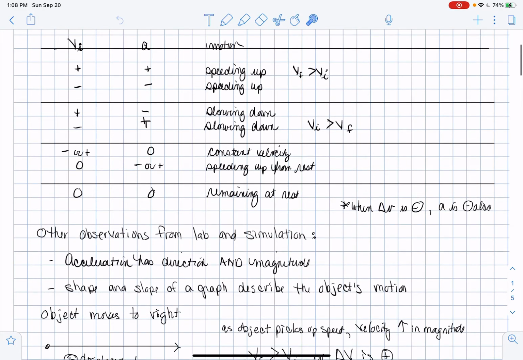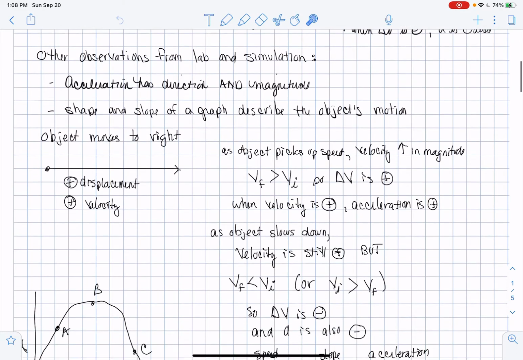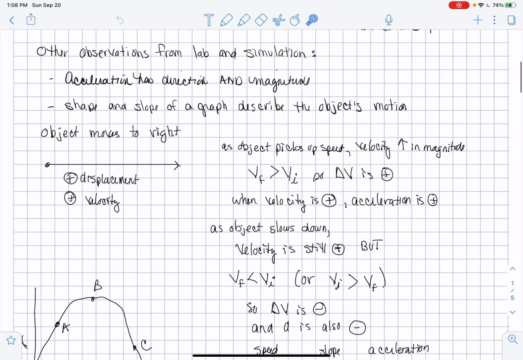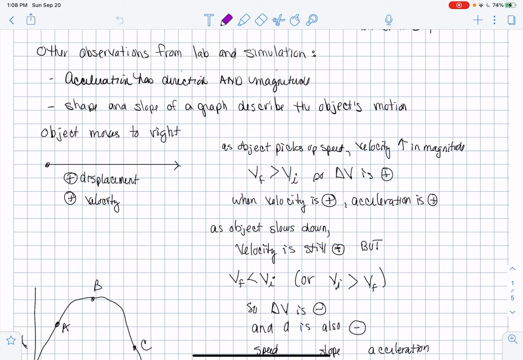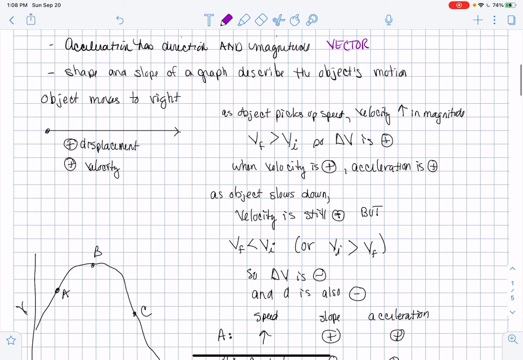A couple of other things you noticed from the lab and from the simulations that we did. Acceleration has direction and magnitude. So acceleration, again, is a vector quantity. Both the shape and the slope of a graph will describe the object's motion. And here would be an example.